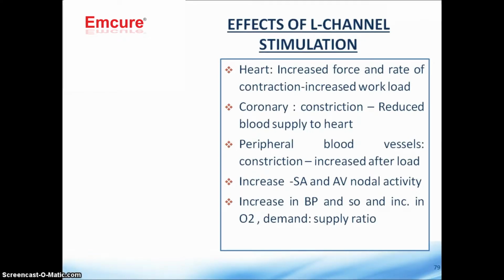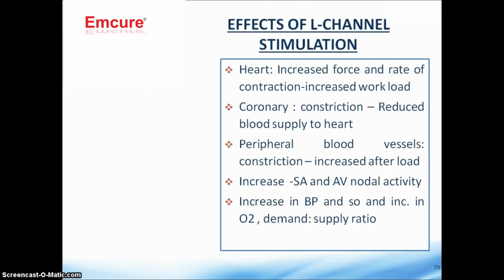In the heart, we'll again do a recap. They increase the force and the rate of contraction, which increases the workload. In the coronaries, they reduce the lumen of the coronary vessels, so the blood supply to the heart muscles will be reduced too. In the peripheral blood vessels, they again cause vasoconstriction, which narrows the lumen of the peripheral blood vessels and causes an increase in the afterload. In the sinoatrial and AV nodes, they increase the activity. All of these will increase your blood pressure, so there will be an increase in the oxygen demand and supply ratio.